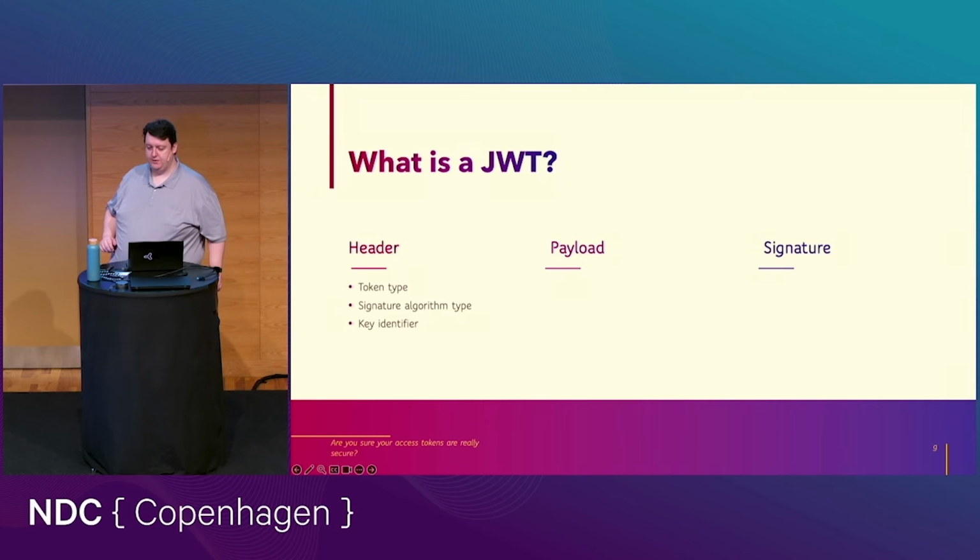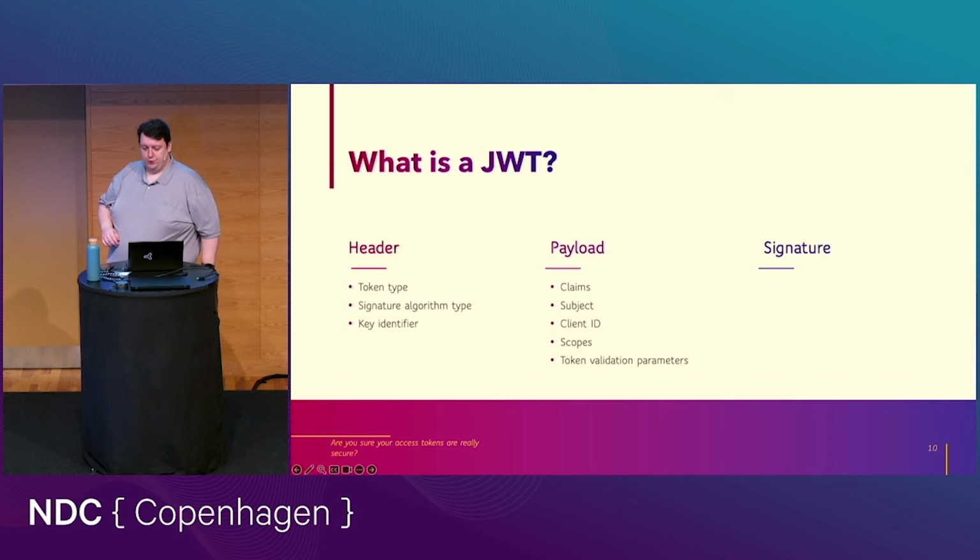Now, in that header, that tells the application what type of token it is, what kind of signature algorithm is being used, and then also the key identifier so that the application can check: this is the key used to sign the token, this is the same key I need to use to validate the signature. That's what you typically see there. Could be more in there, but this is typically always there.